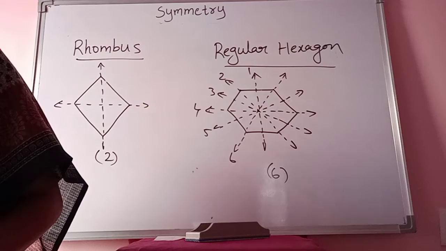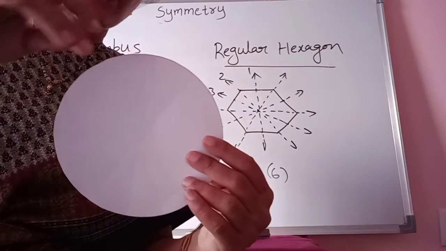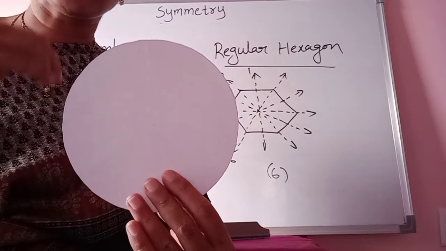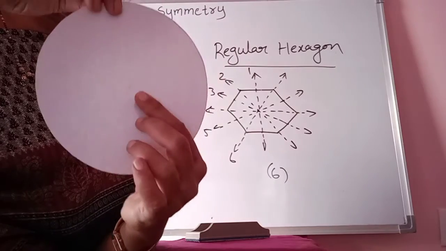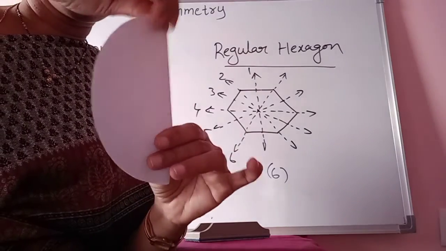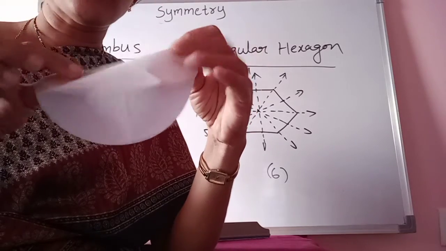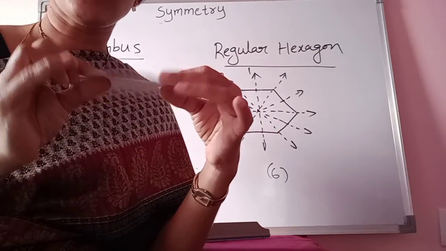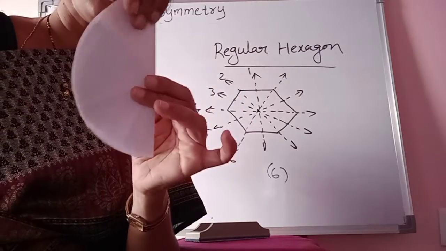Finally, we will see the circle. How many lines of symmetry does it have? Look at this circle, children. You know a circle has infinite diameters. Any 2 points you take on the circle, if we join them in such a way that the line passes through the center, then we see any folding. Wherever you fold the circle, exactly the parts will match each other. In whichever position, wherever you join, exactly they will match each other.